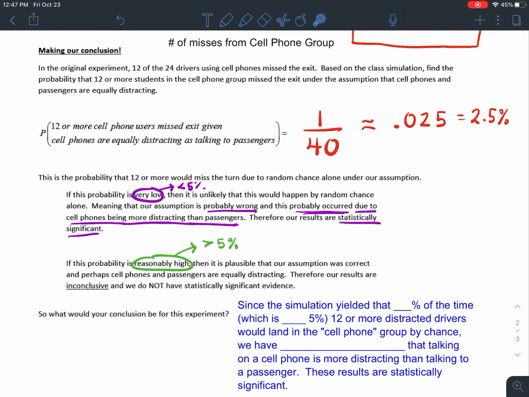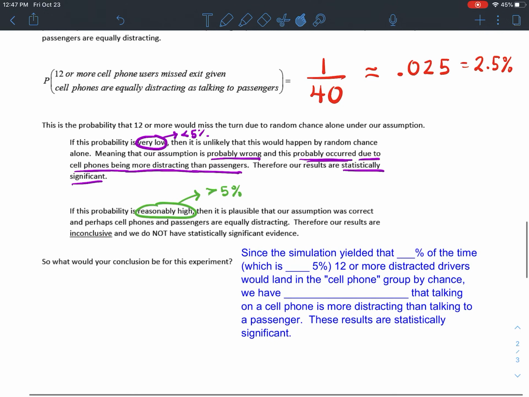saying, you know what, this is something that could easily have happened just by chance. We just simulated it 40 times. It happened more than 5% of the time when we simulated it 40 times. So maybe cell phones aren't more distracting, and this is just something that could easily happen by chance, that you get 12 or more of those 15 distracted drivers thrown into the cell phone group. We know that for this, we're not falling into this situation.